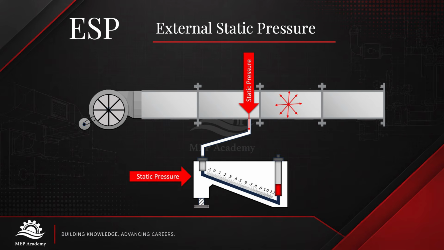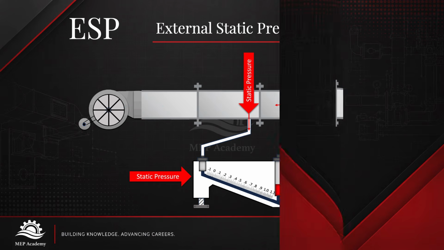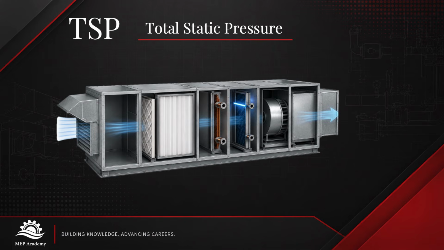Number 18. ESP, external static pressure. External static pressure represents the resistance an HVAC fan must overcome from components external to the equipment, such as ductwork and other system components. It's an important value when selecting equipment and evaluating fan performance. Number 19. TSP, total static pressure.